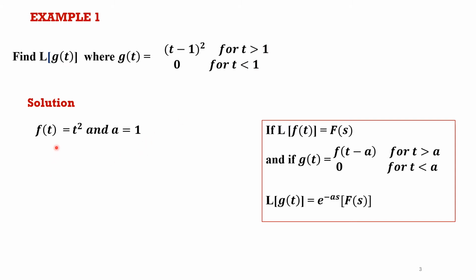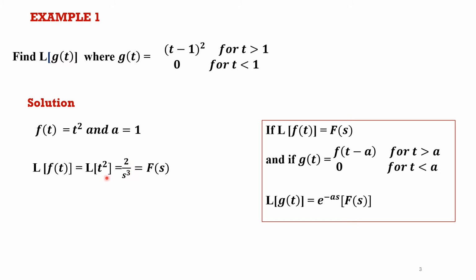Now we want F of s. F of s is calculated by L of f of t. So L of f of t means L of t square. Now for L of t square, we know that L of t raised to n is gamma n plus 1 upon s raised to n plus 1. So gamma n plus 1 is gamma 3 upon s cube. Gamma 3 is 2 factorial. So I will get 2 upon s cube.